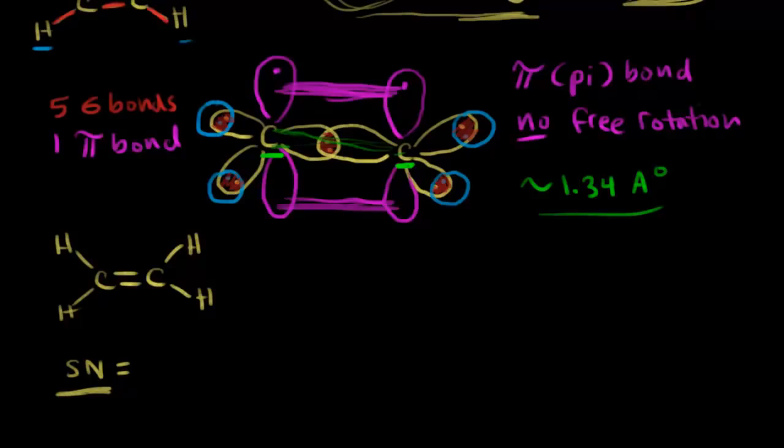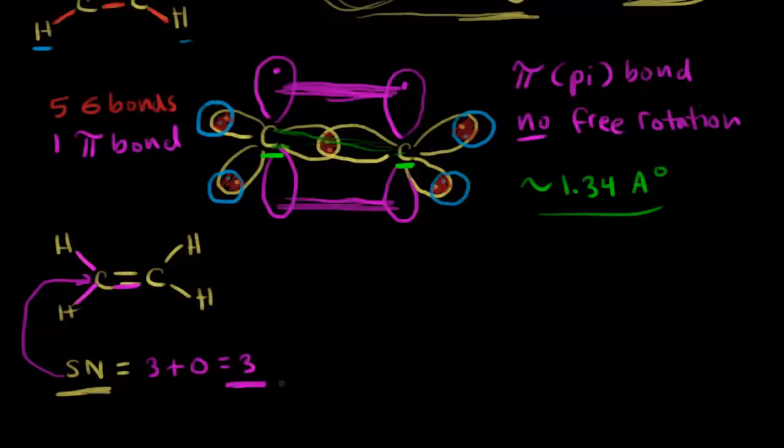So if my goal was to find the steric number for this carbon, I count out my number of sigma bonds. So that's 1, 2, and then I know in a double bond, one of those is sigma and one of those is pi. So one of those is a sigma bond. So I have a total of 3 sigma bonds. I have 0 lone pairs of electrons around that carbon. So 3 plus 0 gives me a steric number of 3.